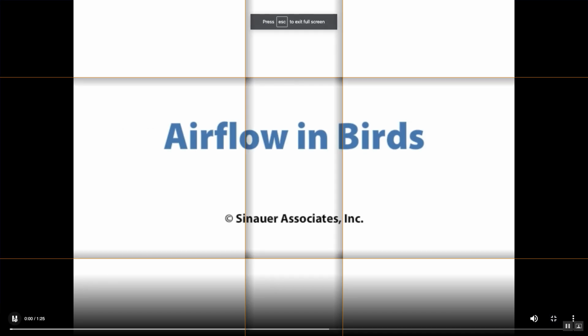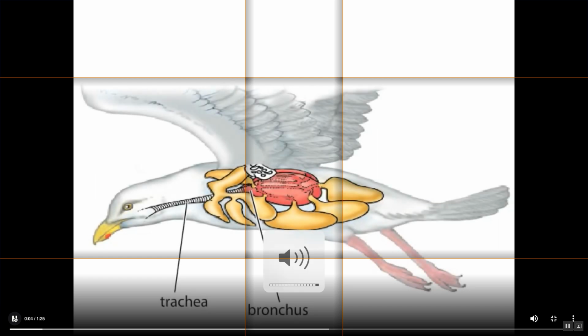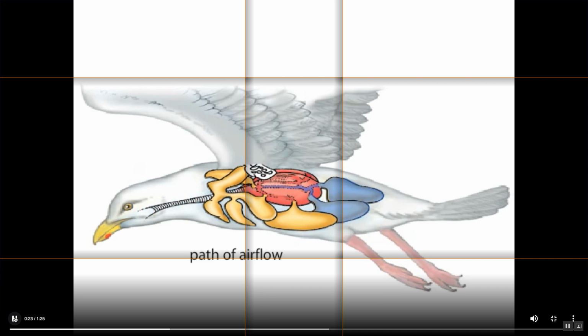The unique respiratory system of birds includes air sacs in addition to lungs. The lungs, but not the air sacs, function in gas exchange. The function of the air sacs is to allow air to flow unidirectionally through the bird's respiratory system. Here we show a full cycle of airflow, which requires 2 breaths. That's the first breath. And then the second breath brings it in.